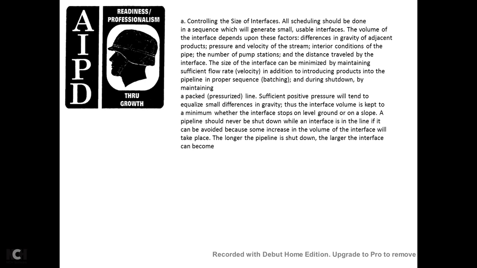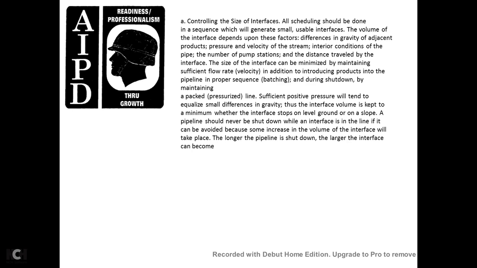Controlling the size of the interface in scheduling should be done by sequencing to generate a small usable interface. The volume of the interface depends on these factors: difference of gravity of adjacent products, velocity of the stream, interior condition of the pipe, number of pumping stations, and distance traveled by the interface. The size of the interface can be minimized by maintaining sufficient flow rate and velocity, and by introducing the products into the pipeline in proper sequence.